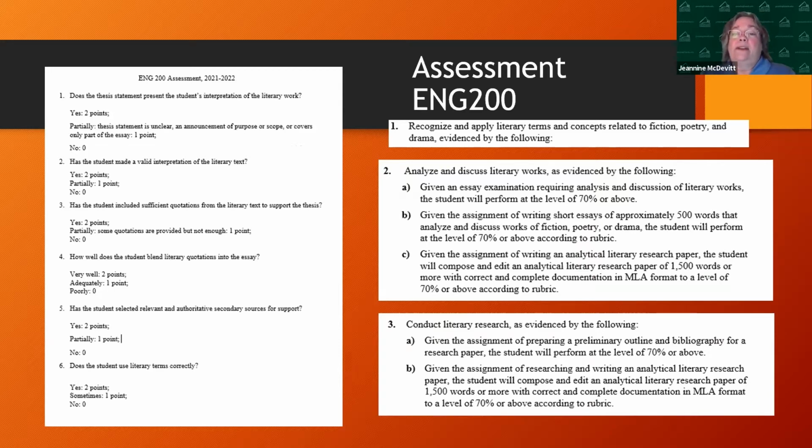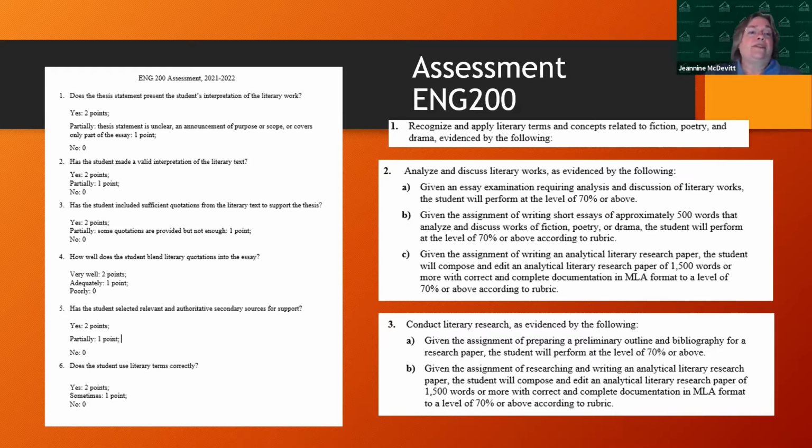Recognize and apply literary terms and concepts related to fiction, poetry, and drama. Analyze and discuss literary works. Notice that we have here the assignment of exams, short essays, and an analytical research paper. And then conduct literary research, and that involves the outline of bibliography and then the research paper project itself. So understanding literary terms and concepts and applying them, analyzing and discussing literary works, conducting literary research.